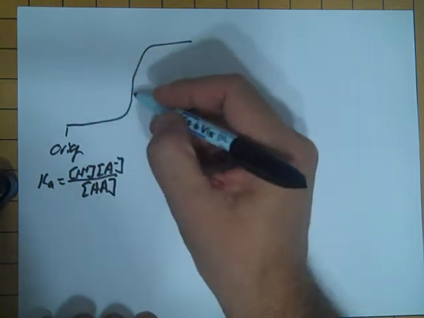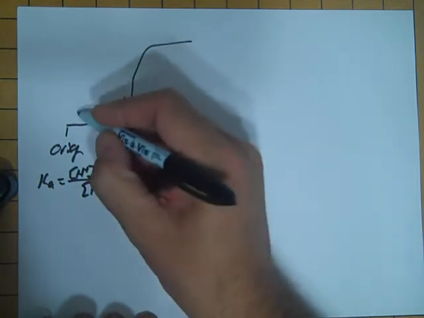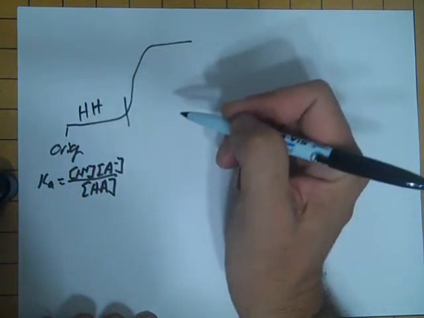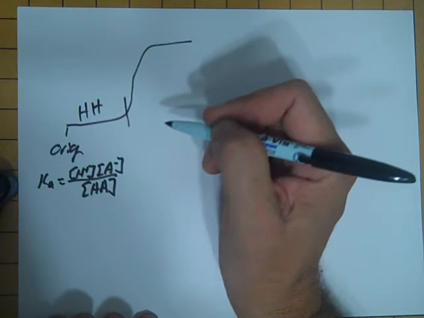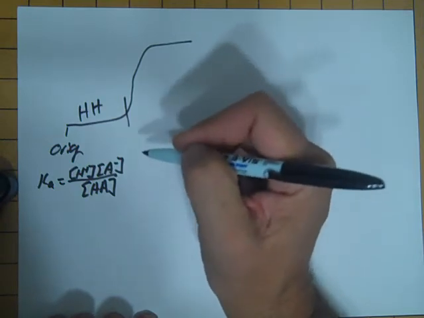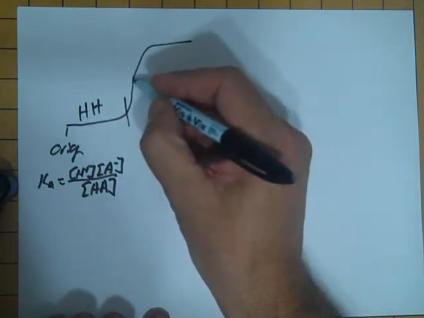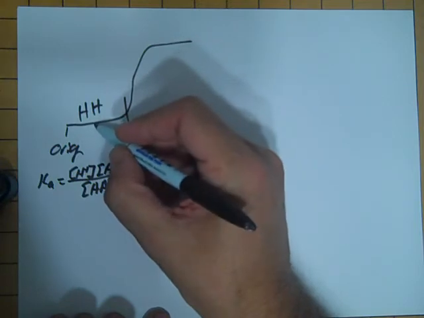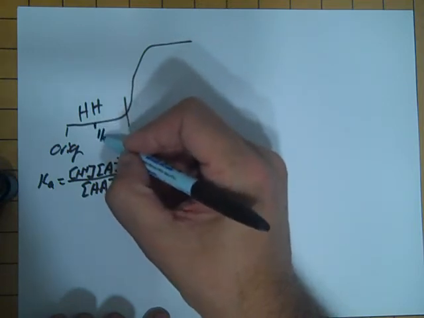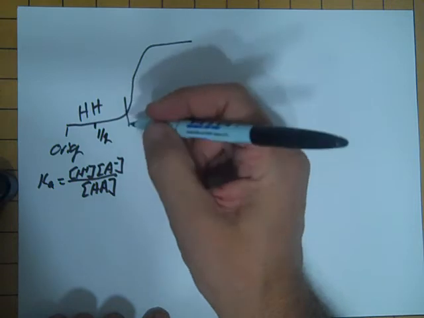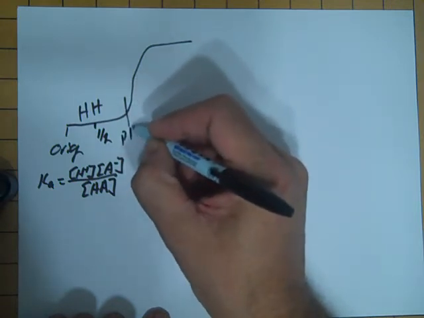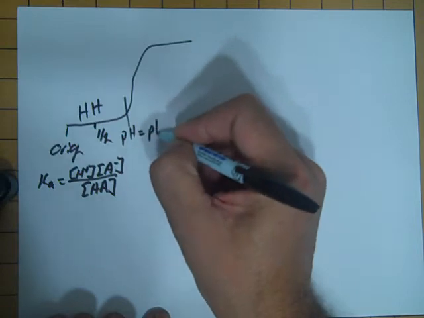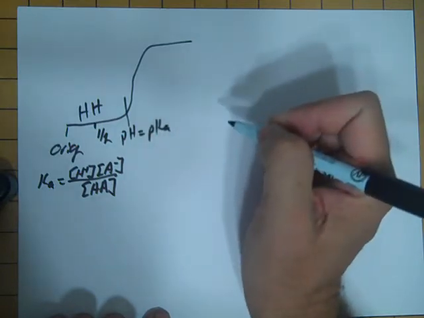So from there all the way over to here, I'm going to use the Henderson-Hasselbalch equation because I'm going to have significant concentrations of both the HA and the A-. There's a sweet spot, which is 1/2 way to the equivalence point. That's the sweet spot where pH equals pKa.